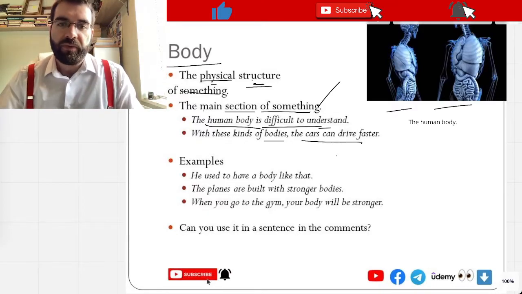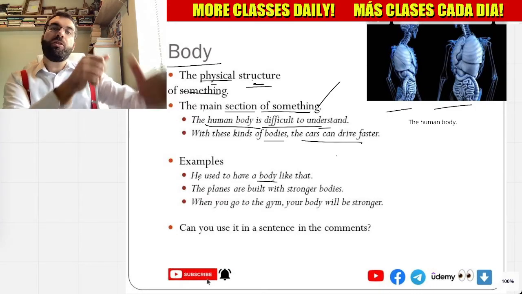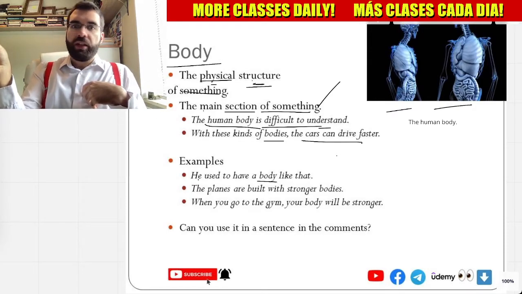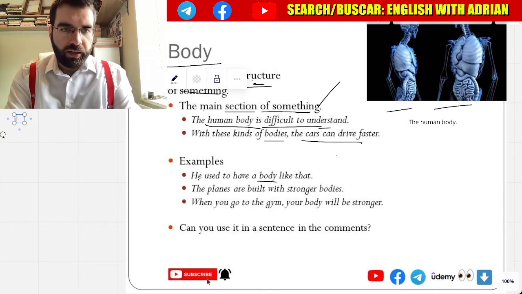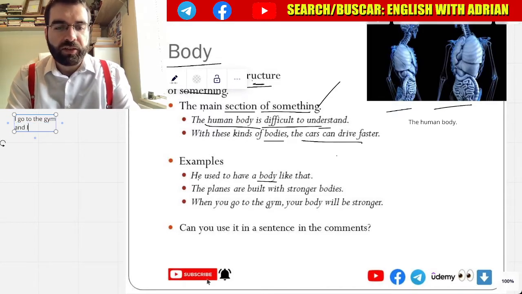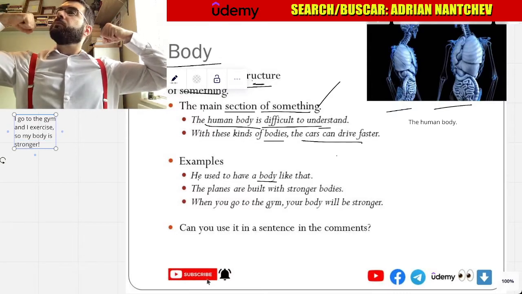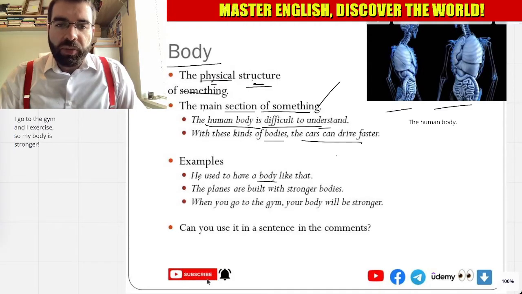Oh, makes sense. He used to have a body like that. So he used to have a body like that one over there. He used to, but not anymore. I go to the gym and yeah, I exercise. So my body is stronger. Stronger. Very good. The planes are built with stronger bodies.